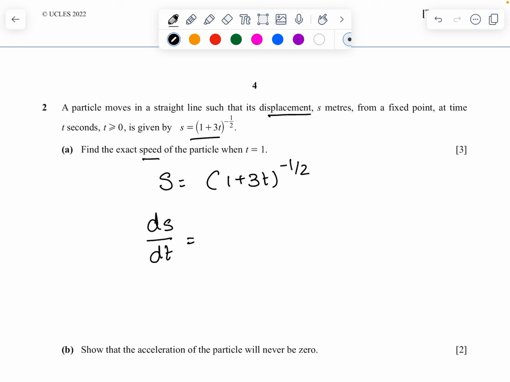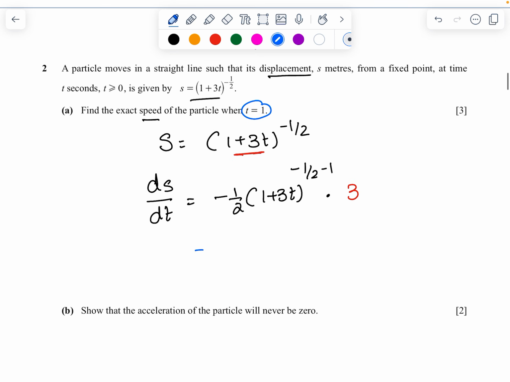First, the power comes front: minus 1 upon 2, 1 plus 3t whole to the power of negative 1 upon 2 minus 1, times, don't forget to write the derivative of the basic function, 1 plus 3t derivative, which is 3. We are going to use the chain rule. Now again, we know that t equals 1. Plug in t equals 1. So what does that become? Minus 3 upon 2, 1 plus 3 times 1 whole power negative 3 by 2.